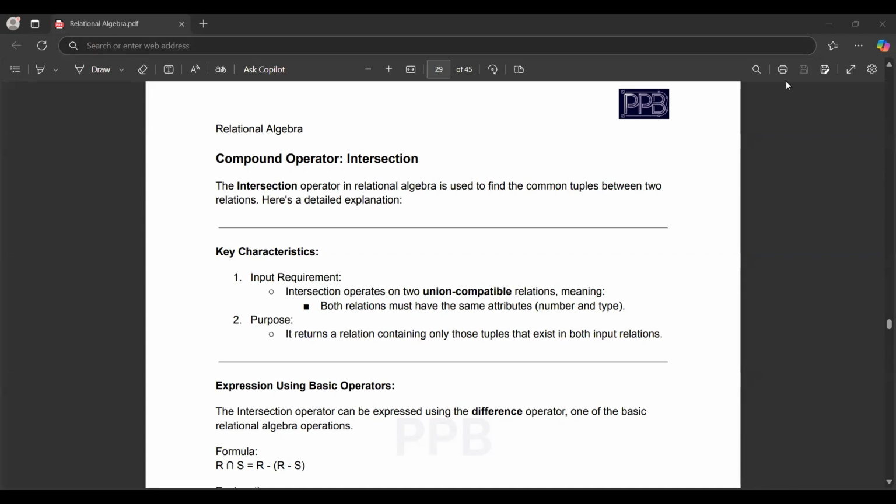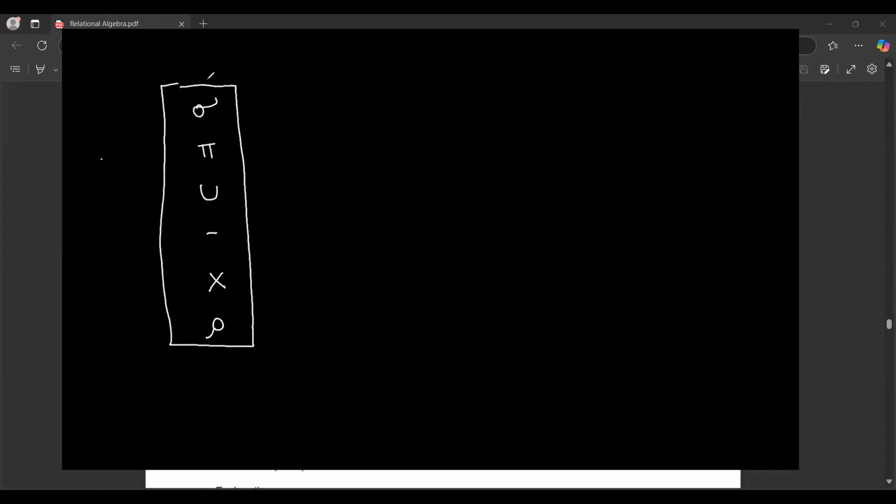In relational algebra, we have seen some basic operations. When we started, we had selection, we had projection, we had union, we had set difference, we also had the Cartesian product, and we also learned about renaming operations. Other than these basic operations, we also have compound operations.